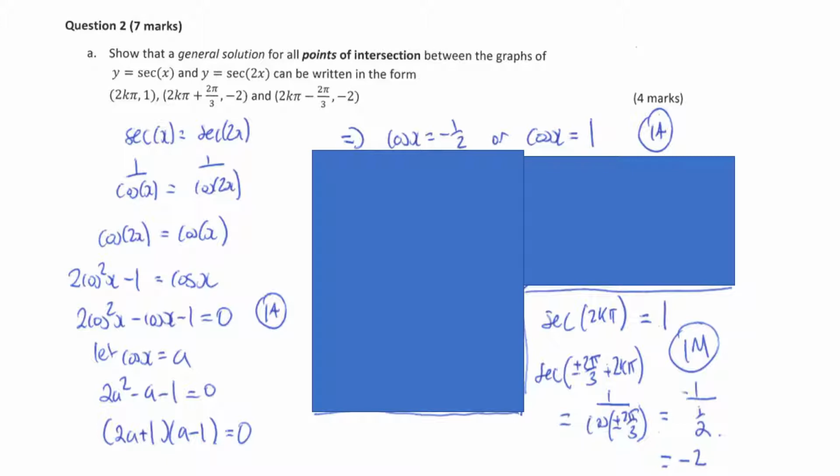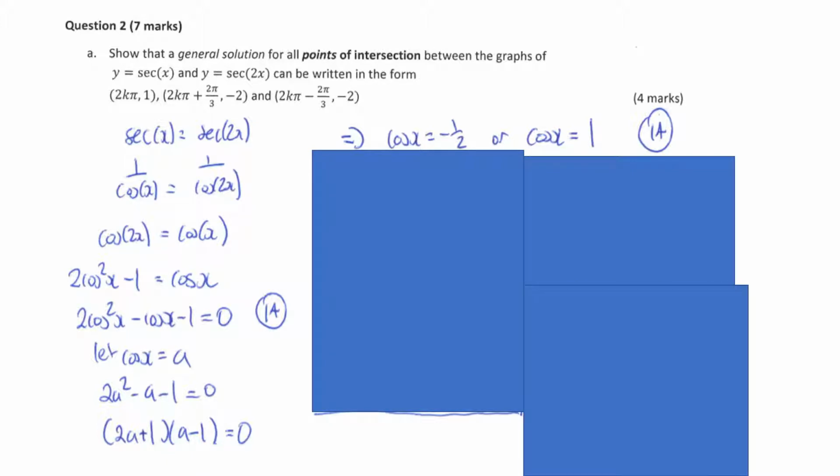The last mark is realizing that for cos, any even multiple of π will give you 1, so that's why the y coordinate of 2kπ was equal to 1, and then subbing either 2π/3 or −2π/3 plus even multiples of π, that's obviously not adding anything to the value, will give us 1 divided by negative a half, which turns out to be minus 2. So some sort of statement as to where the y values were coming from was required for the final mark.